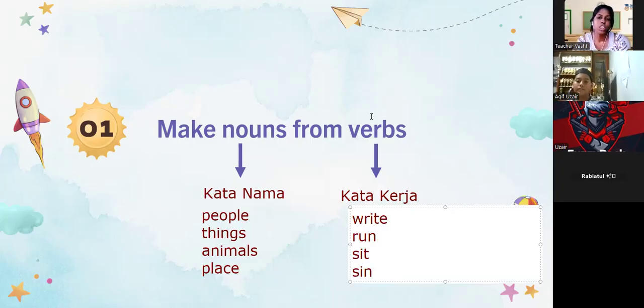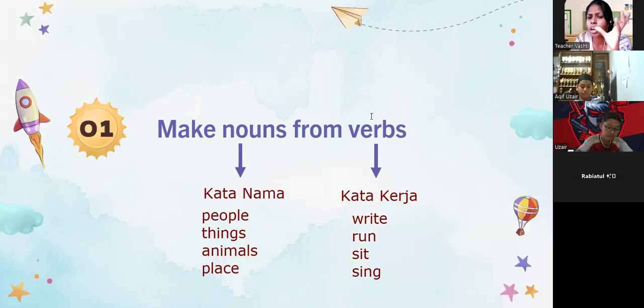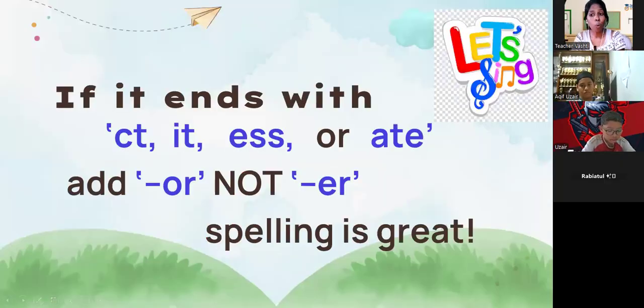So now you know your nouns, you know your verbs. But today we are going to use the verbs. Kita nak guna kata kerja ni. Kita nak tukar kepada kata nama. So how do you do that? You can do that by adding ER or OR.